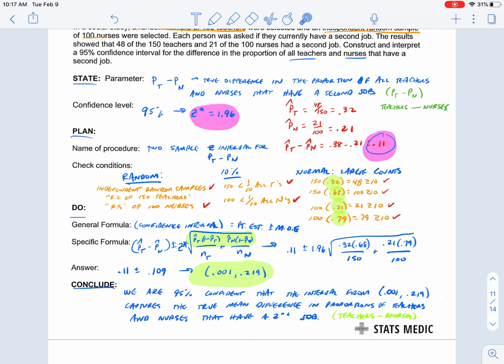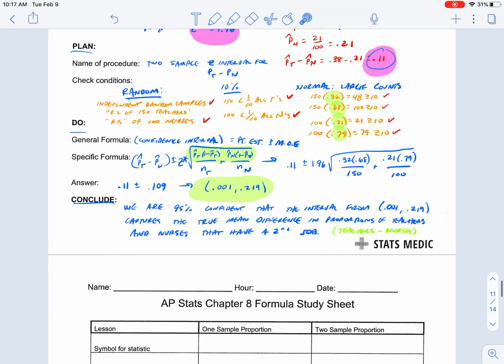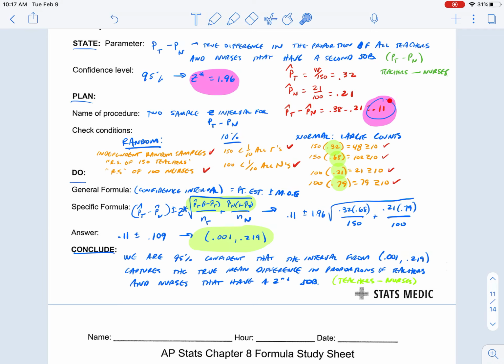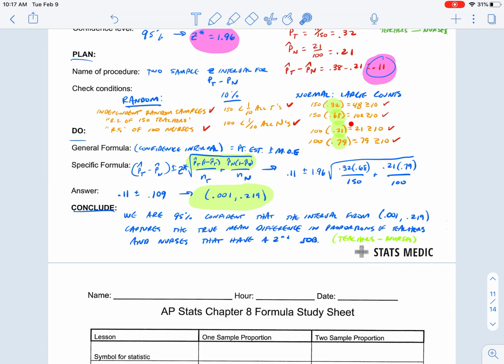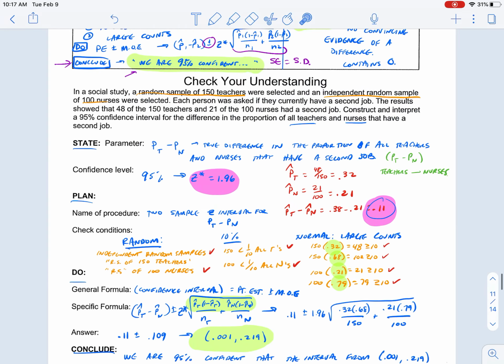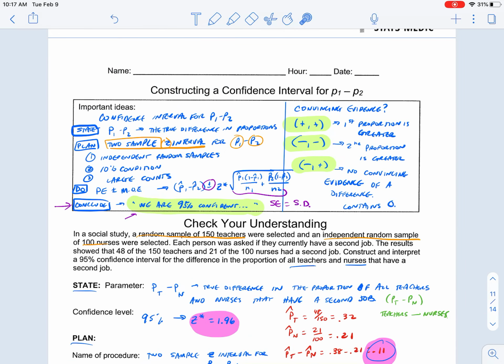Important checking to see that it was true for teachers and nurses. Teachers and nurses, normal counts for teachers and nurses. So I have to check for both proportions that it's true. Specific or general formula, point estimate plus or minus margin of error. Specific formula. And the cool thing is I started to highlight here, right? So I started to highlight the fact that I already laid out my Z star, my point estimate, and all of the proportions that I need to plug into my formula up here and then up here. Found my confidence interval, and then I concluded that it was 95% confident that the interval from 0.001 to 0.219 captures the true mean difference in proportions of teachers and nurses that have a second job.